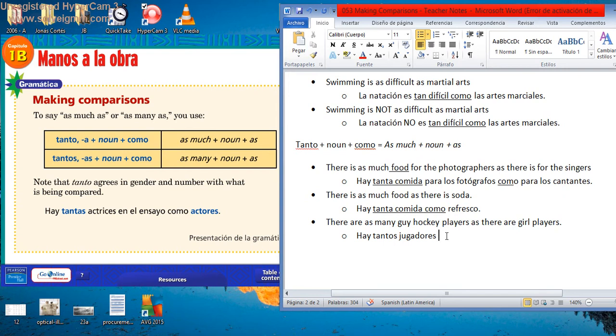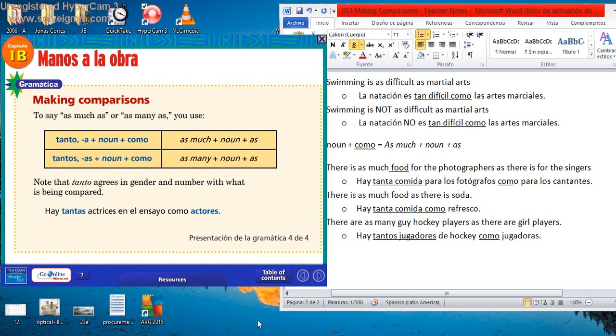de hockey como jugadoras. And I didn't mention hockey players again, right? I could have said hay tantos jugadores de hockey como jugadoras de hockey. It just makes it a little bit more redundant. So here is our as many. And then our noun, our players, as. There is our as. All right, so then we finished it up, and let's go ahead and watch our video. So here it is.